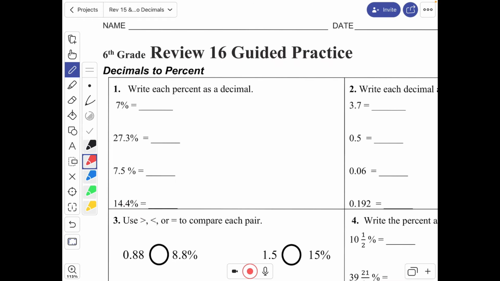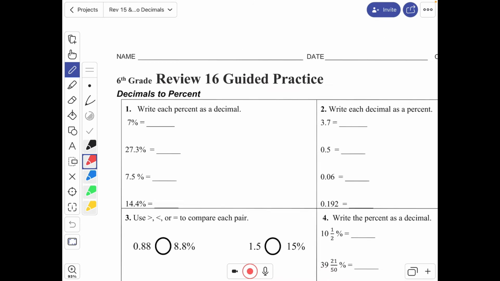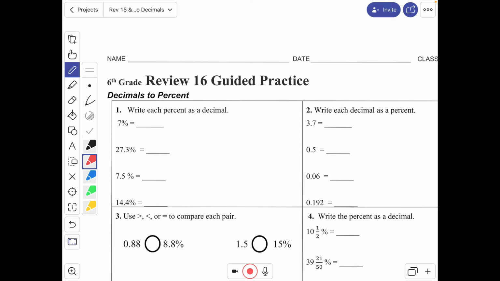Let's look at Review 16, Guided Practice now. That one is decimal to percent. And we remember decimal to percent by using Dr. Pepper, DP. If it's a decimal and we want to change it to a percent, we go to the right 2 spaces. If it's a percent and we want to change it to a decimal, we go to the left 2 spaces. DP.